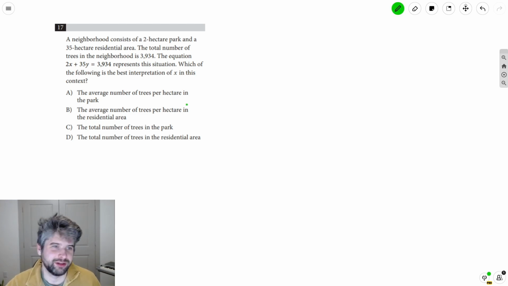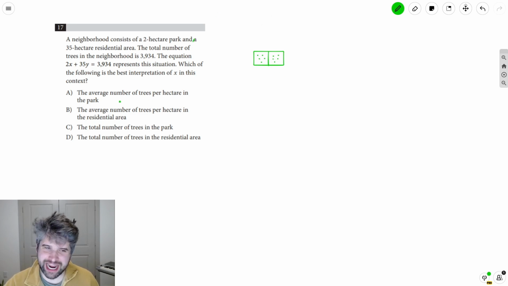All right, so I guess it helps if you know what a hectare is. You don't necessarily need to know what a hectare is, but a hectare is a measurement of area, kind of like square feet or square meters or acres. All right, so I'm going to draw a 2-hectare park. Let's say this is the first hectare and this is the second hectare. I'm going to draw an average of, let's say 1, 2, 3, 4, 5 trees per hectare.